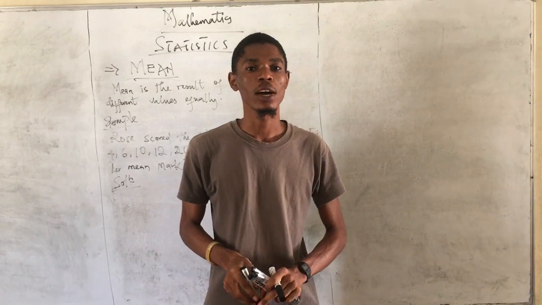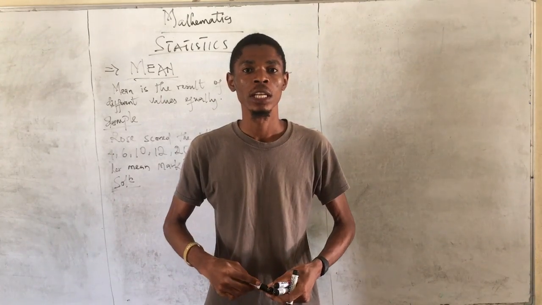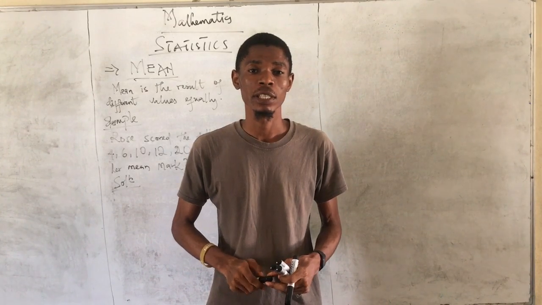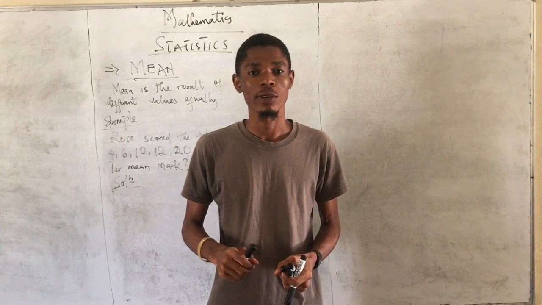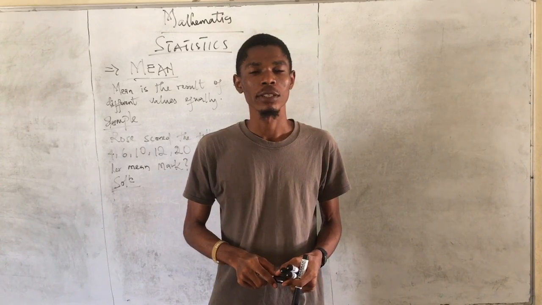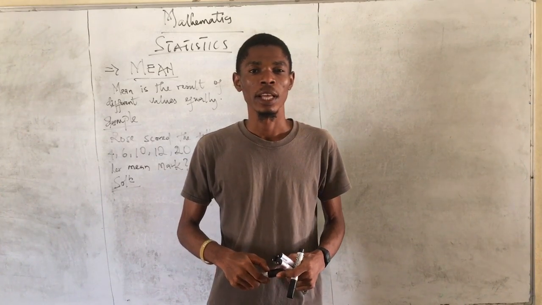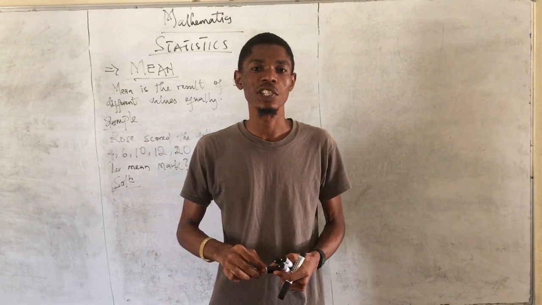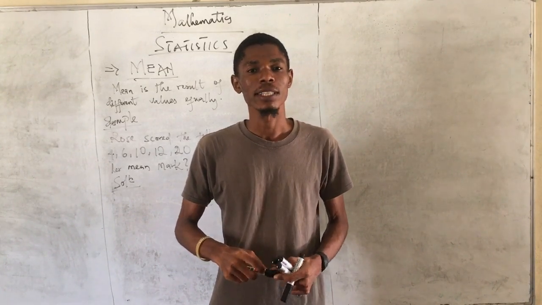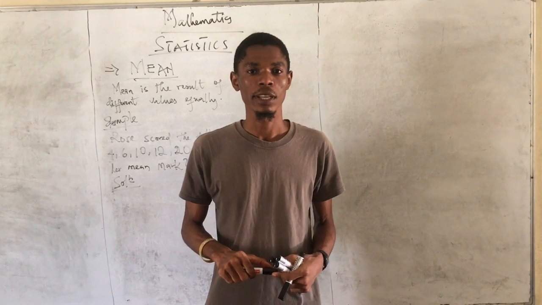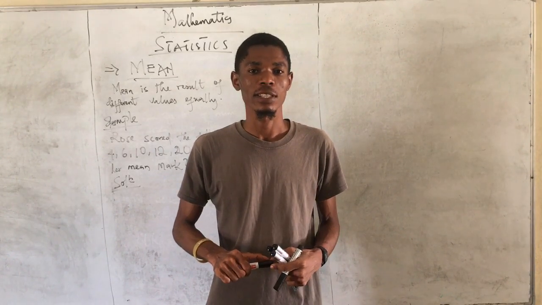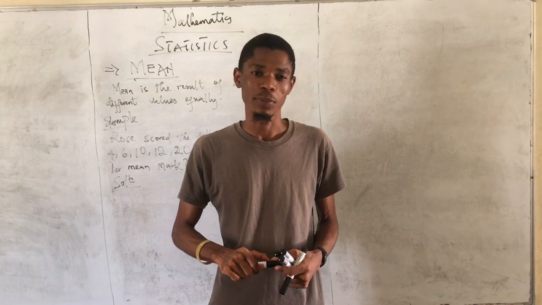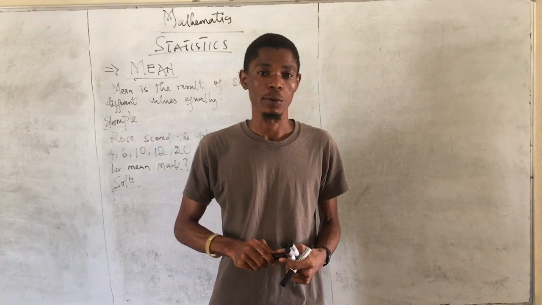Okay, welcome back. Here we'll be treating mean. Previously we did mode and range, and range is the highest minus the lowest. Mode is the value that appeared most in a given set of numbers, and now we'll be looking at mean. Mean simply means sharing out that given set of numbers, okay? We'll be trying out some examples here and you'll see how simple and easy mean goes, okay?